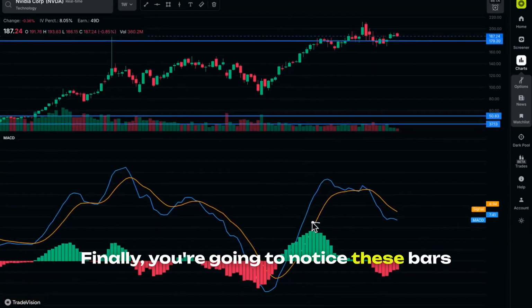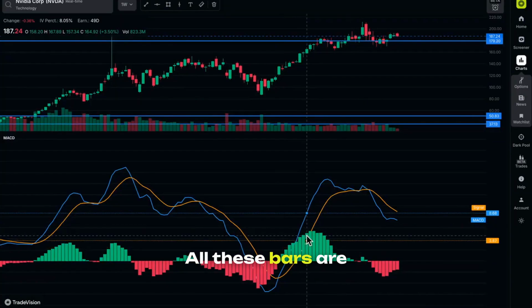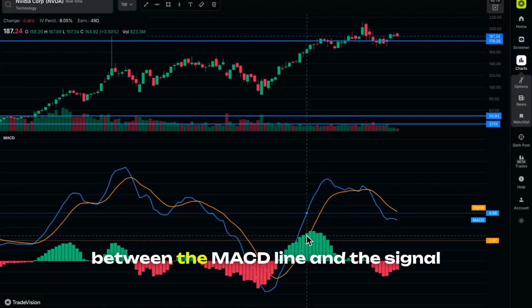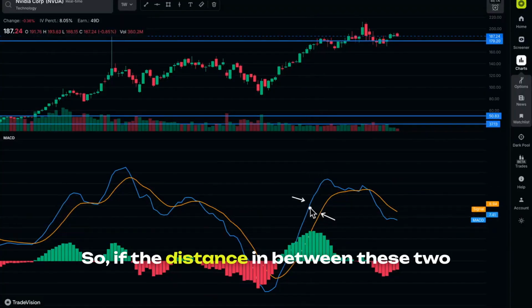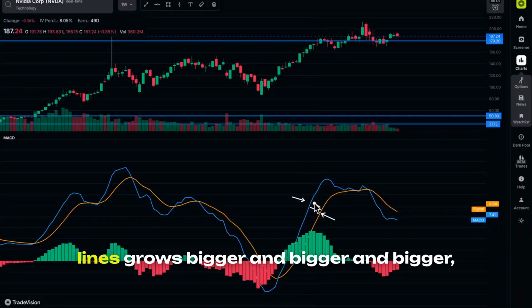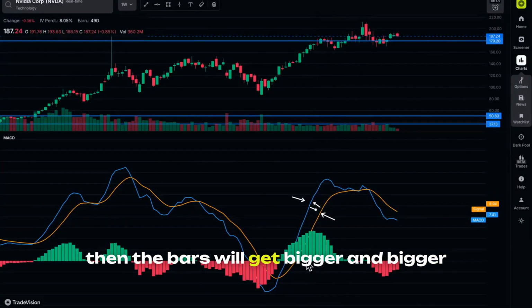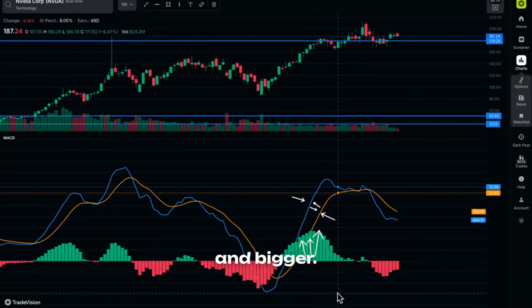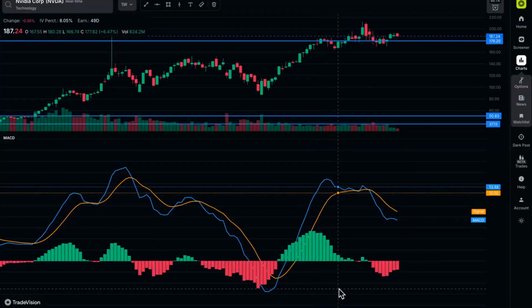Finally, you're going to notice these bars here in the middle. Now, what are these bars telling us? Each bar represents the distance between the MACD line and the signal line. So if the distance between these two lines grows bigger and bigger, then the bars will get bigger and bigger. The bigger the bars, the stronger the trend.